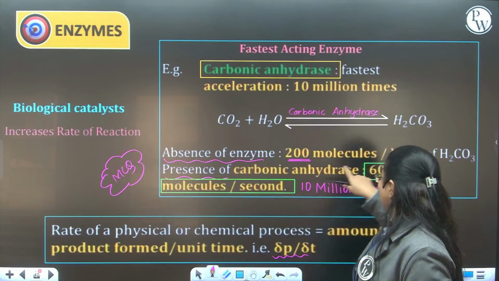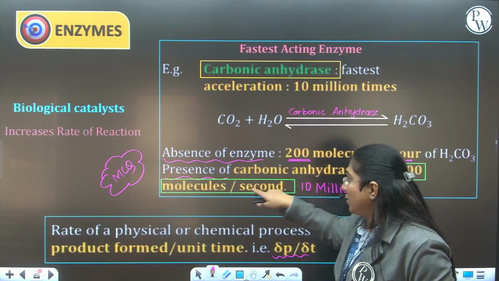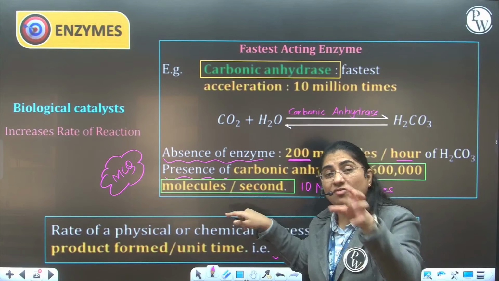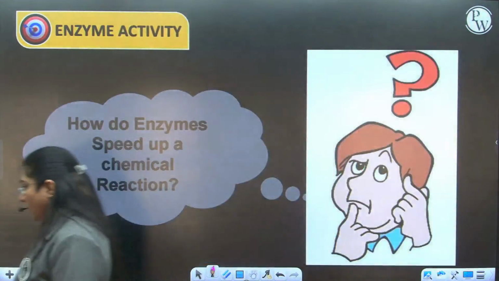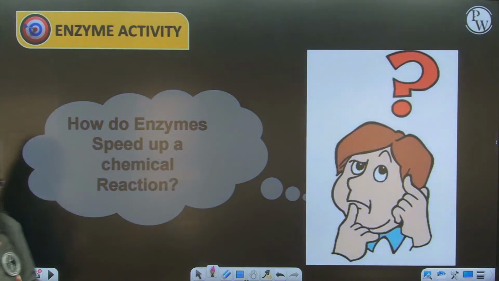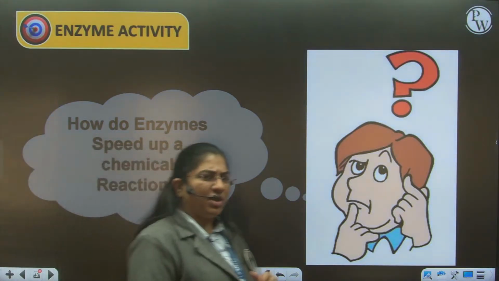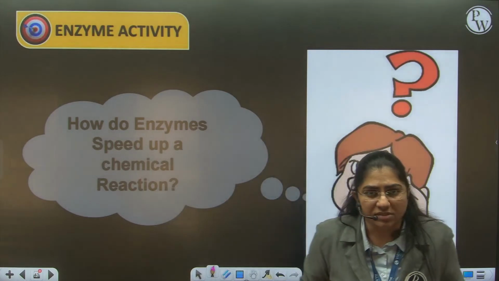That is 6 lakh molecules per second. That is the amount of product formed per unit time. Okay. It is that fast that it speeds up the rate of reaction. The question is, how does it do this?